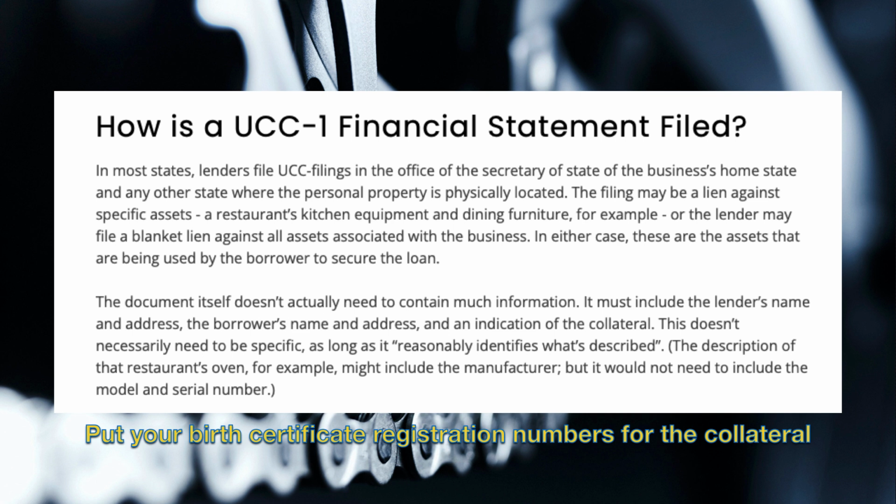The document itself doesn't actually need to contain much information. It must include the lender's name and address, that's you, the borrower's name and address, that's your ALLCAPS, and an indication of the collateral. It can be the same address for both. It doesn't have to be. I personally use a different address for my ALLCAPS since it is a business, and I do use my business address for that. As far as the collateral goes, you put your birth certificate registration number for the collateral or anything else that you want protected.